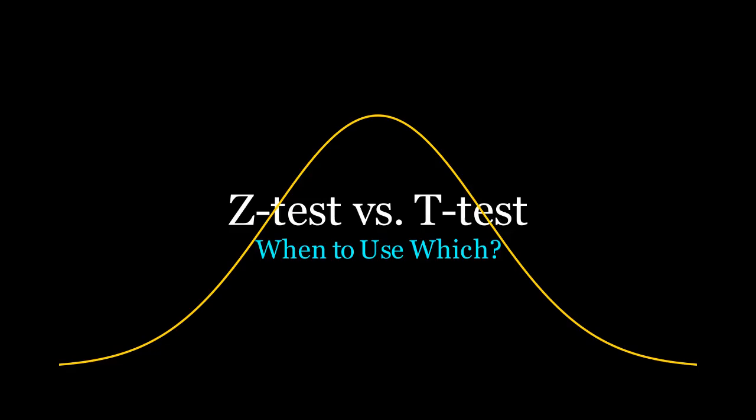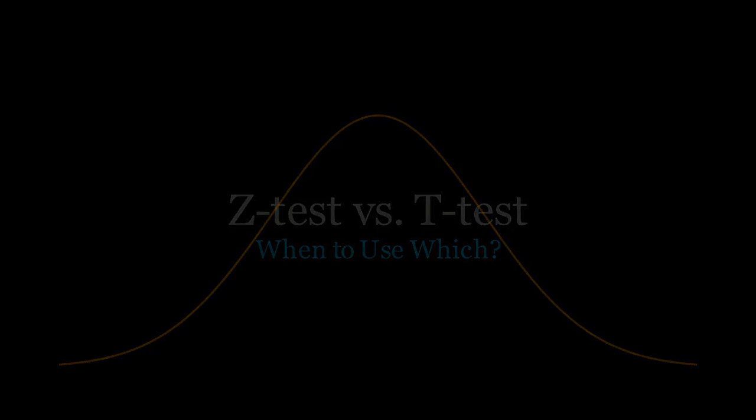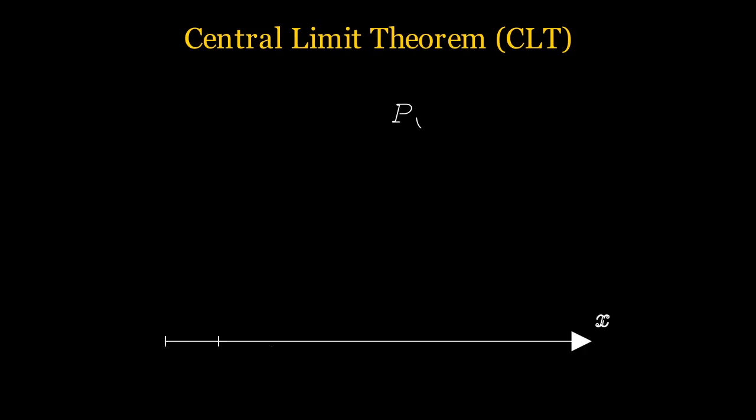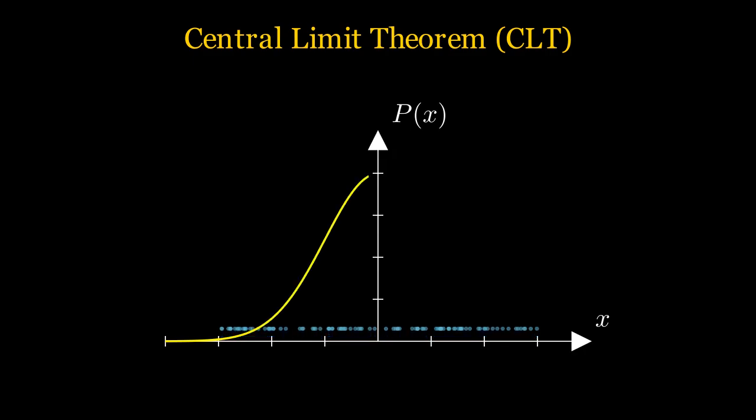To understand these tests, we must first revisit the central limit theorem. This theorem states that as a sample size grows, the distribution of the sample means tends towards a normal distribution, regardless of the population's original shape. Both the z-test and the t-test rely on this bell curve logic, but they differ in how they estimate the variability of that curve. Let's start with the z-test.